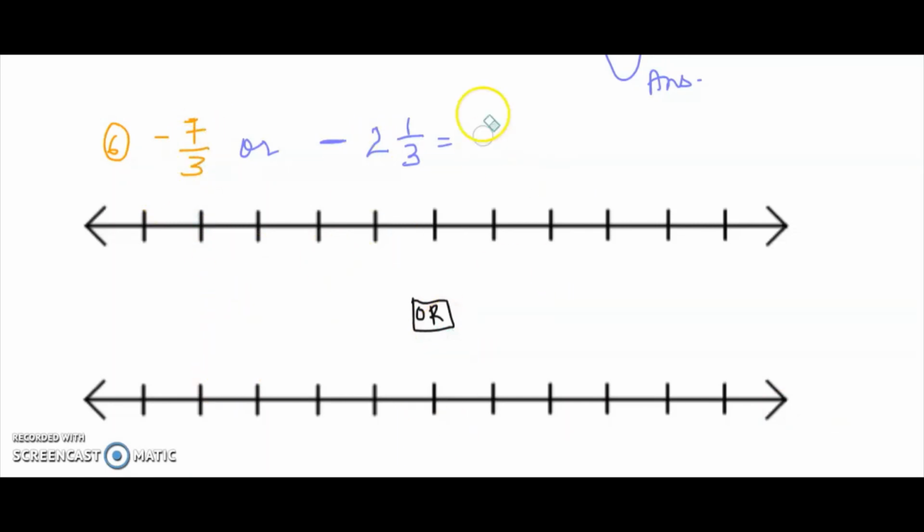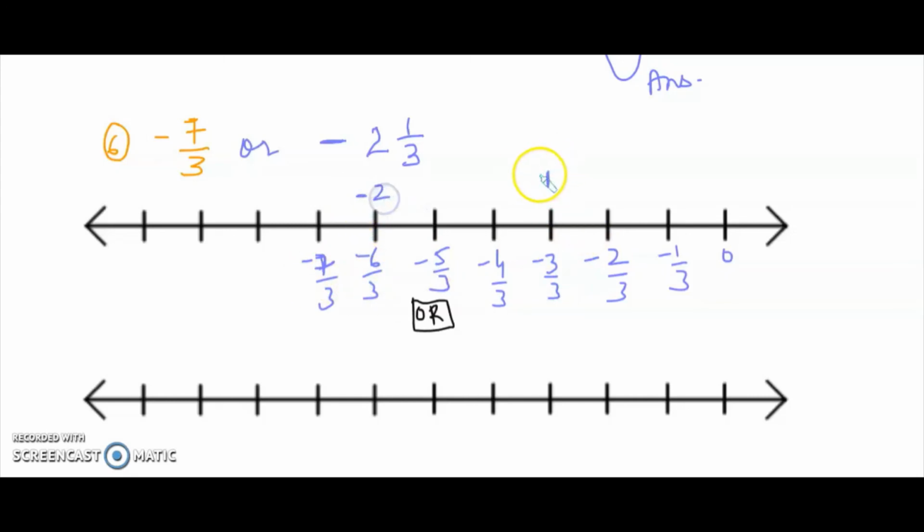Okay, so I've changed the negative 7 by 3, the improper fraction, into a mixed form. Okay, so let's write this: 0, negative 1 over 3, negative 2 over 3, negative 3 over 3, negative 4 over 3, negative 5, negative 6, negative 7. So if you look at this one, negative 3 over 3 is negative 1. Negative 6 over 3 is negative 2. So after negative 2, I'm getting my negative 7 by 3.